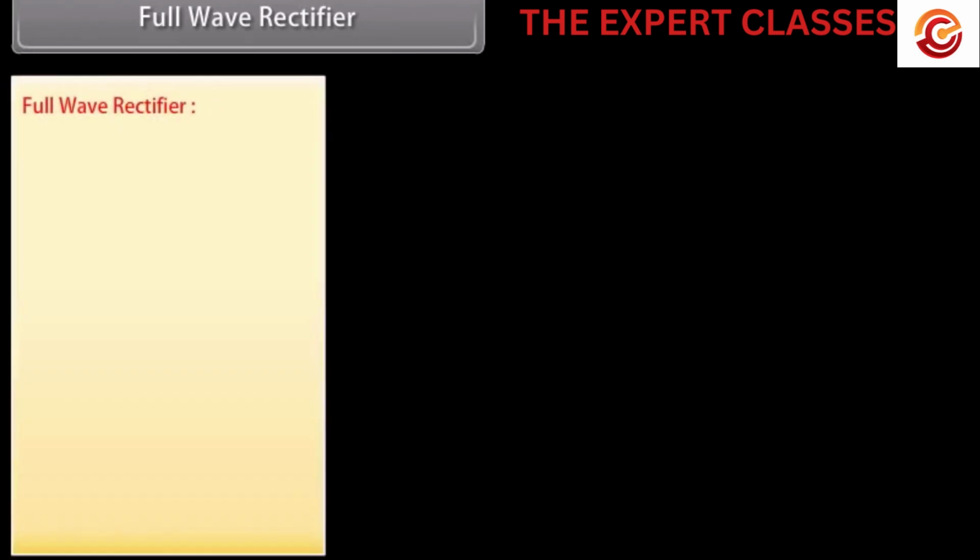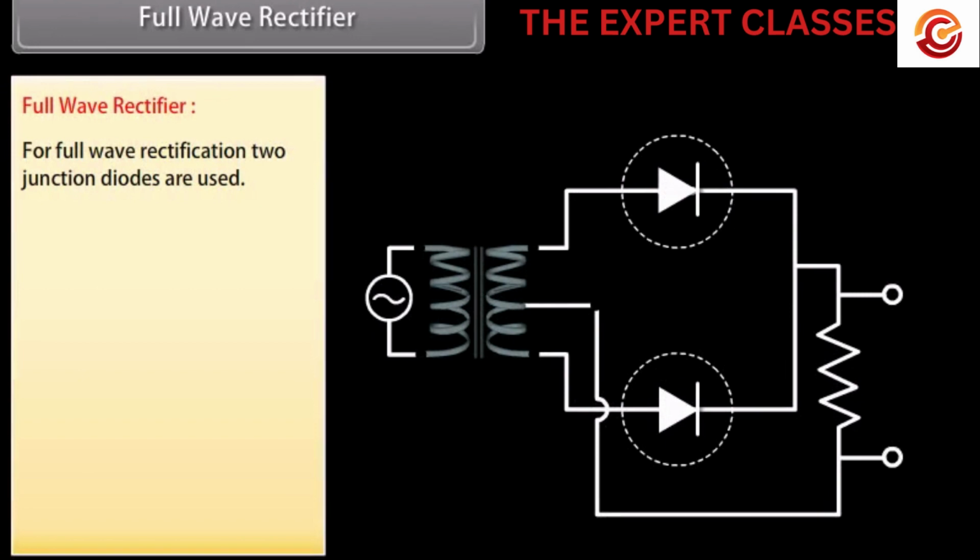Full-wave rectifier. For full-wave rectification, two junction diodes are used. It consists of two diodes, D1 and D2, whose N terminals N1 and N2 have been connected together. The AC signal to be rectified is connected across the primary terminals P1 and P2 of a power transformer. The P regions P1 and P2 of the diodes are connected to the ends S1 and S2 of the secondary of the transformer. The output is taken across the load RL.